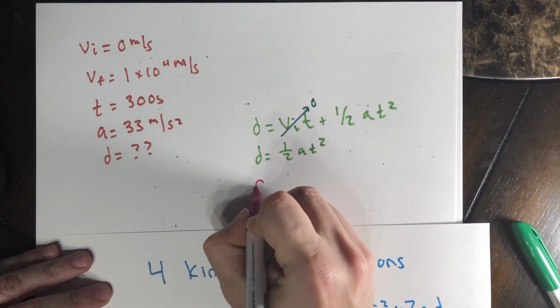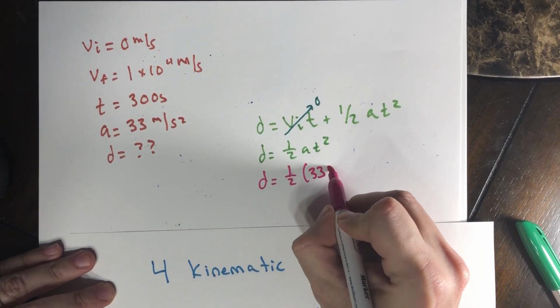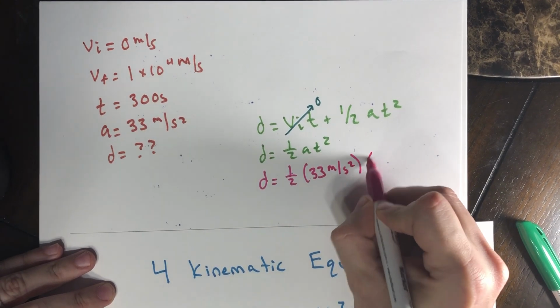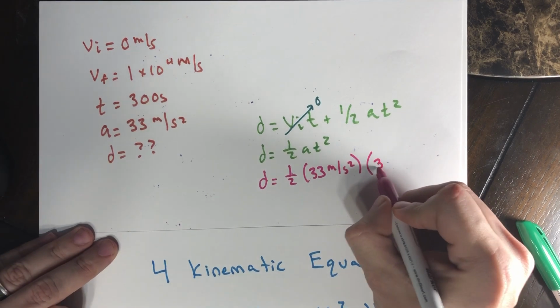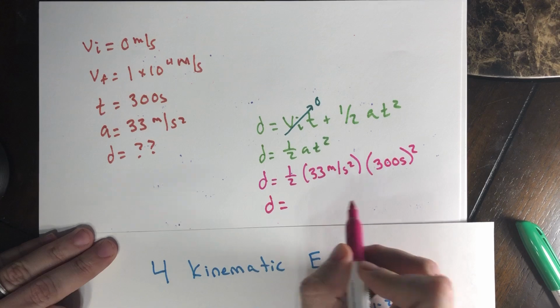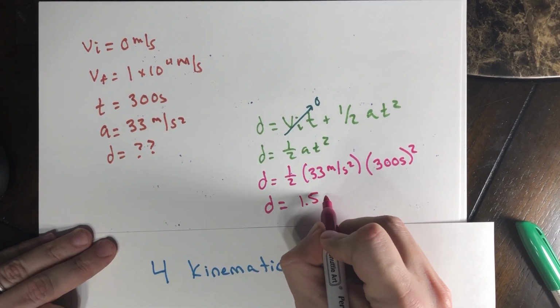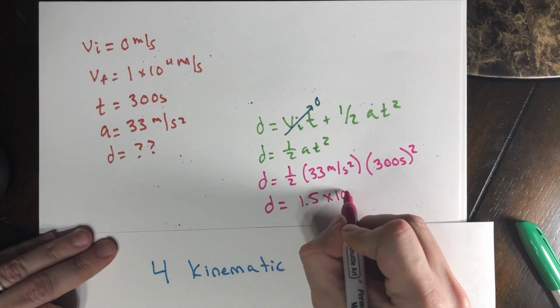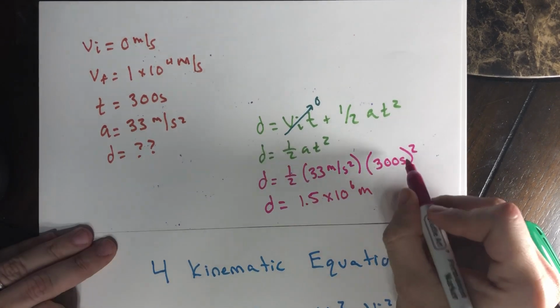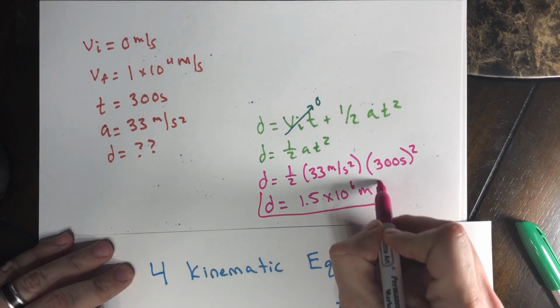So we're going to plug it in. 1/2 of the acceleration, which was 33 meters per second squared, times the time, which is 300 seconds, that unit squared. And if we plug that into a calculator, our displacement comes out to 1.5 times 10 to the 6th meters. Now, obviously you have second squared canceling out with second squared, that's why we have our meters left. So checking the units in the end, using the units on the way is always a good way to check to make sure your answer makes sense. But there is our answer for part 2.